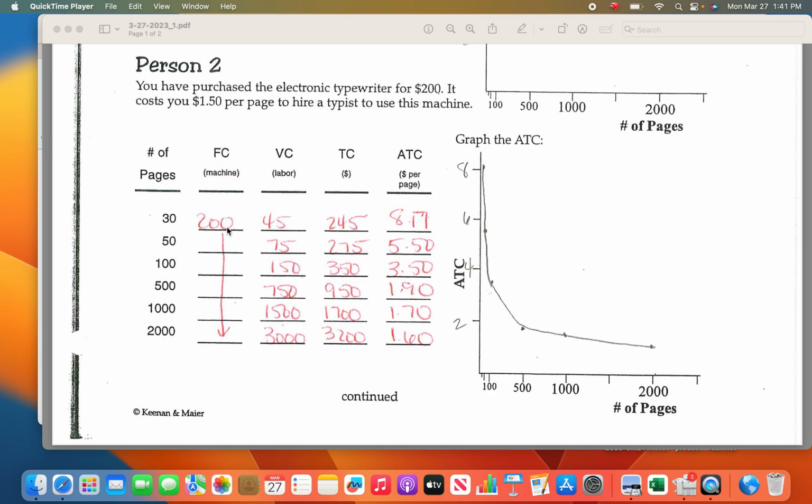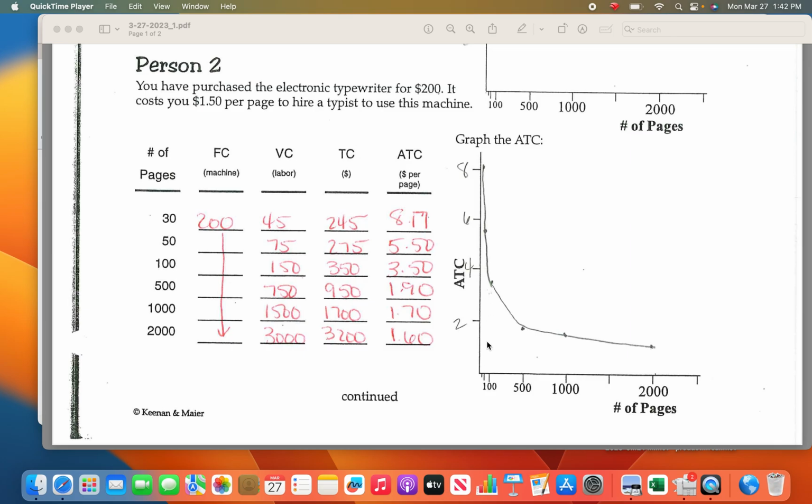So if our machine is $200, and we divide that 200 amongst 30, our per page is $8.17. If we type 50 pages, it gets cheaper. If we type 100, 500, 1,000, 2,000. And again, we're doing 2, 4, 6, 8 because that is our average total cost. These are dollars. So if we type 30 pages, the average per page is going to be $8.17. If we can split that electronic typewriter between 50 copies, it gets a little cheaper.